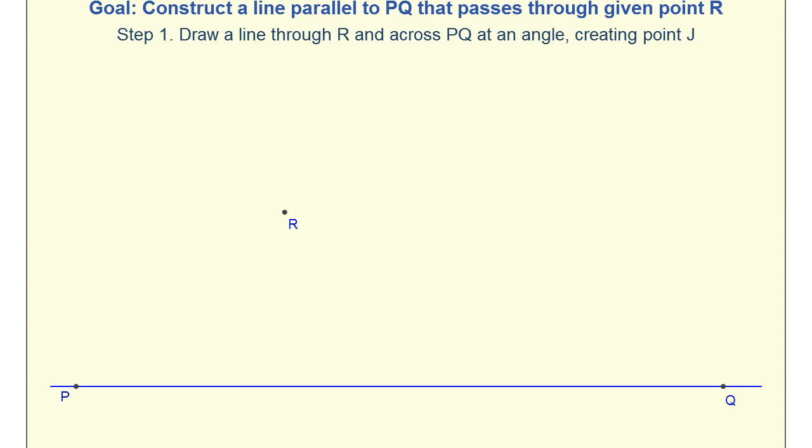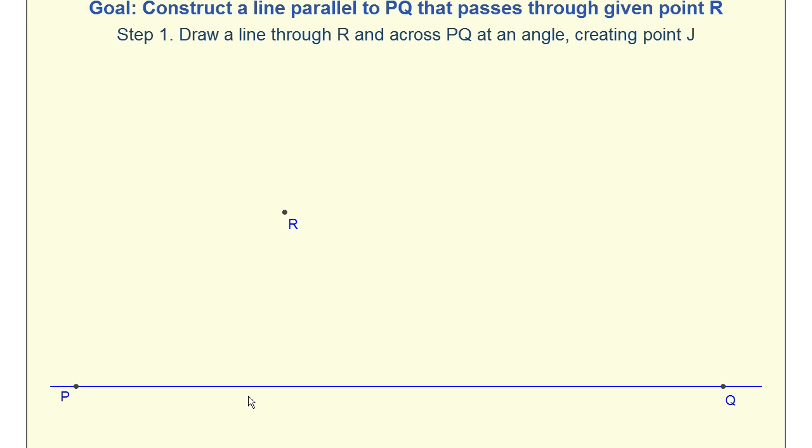I want you to take a look at this construction. It's in that link also, okay? So let me show you. I have a line and a point outside the line. I want to construct a line that is parallel to this line PQ that passes through R. Does that make sense? So I want to draw a line right up here like this, that's going to be parallel to the line down here.